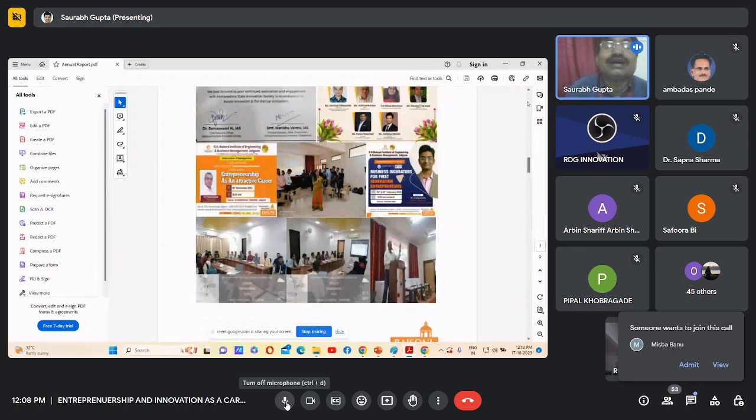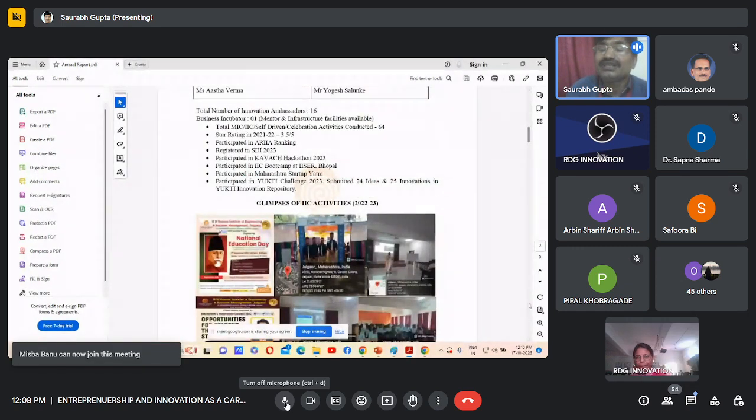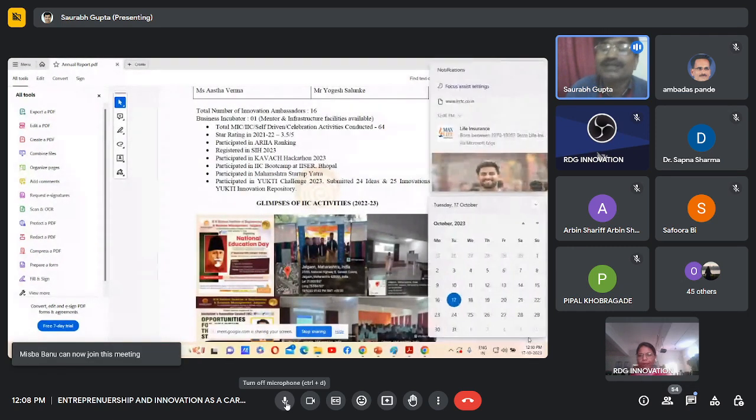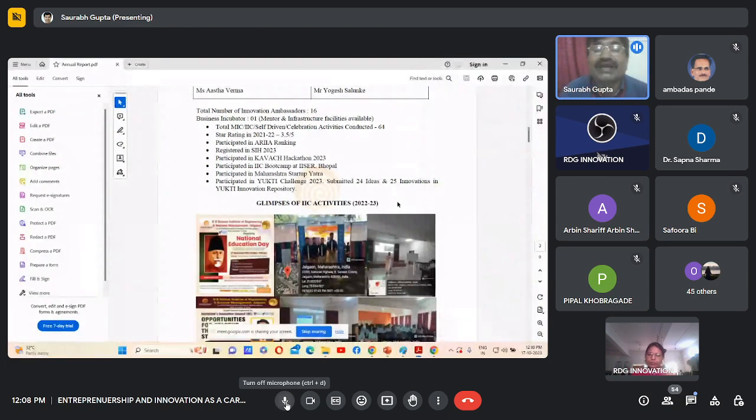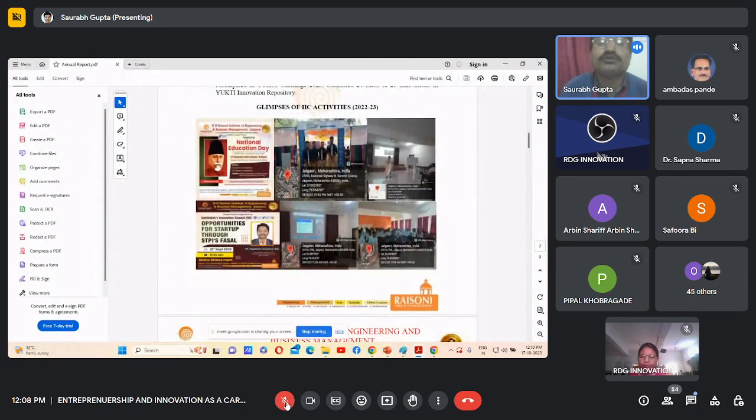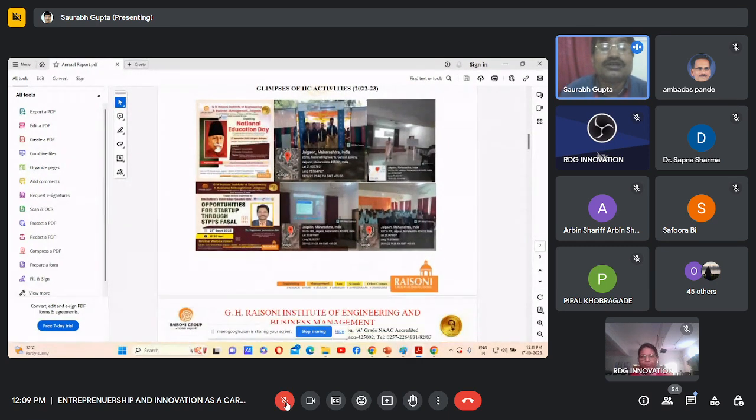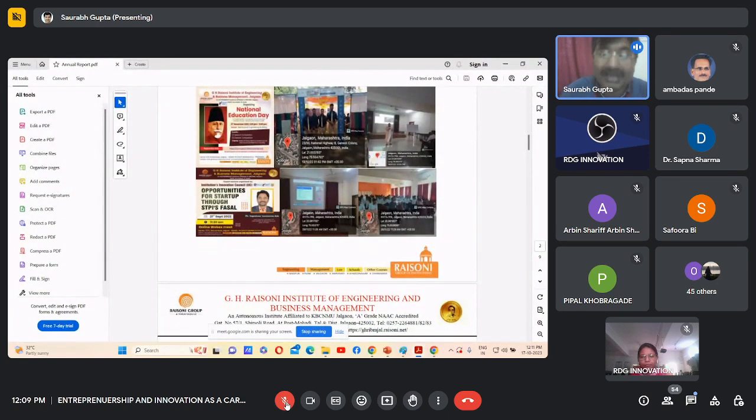So these are the various activities we have done in our institute. You can take guidelines from these activities on what type of activity you have to do at your institute to make your star rating better. So you should invite various persons from the ministries also. For this, we have invited one person from the Ministry of Commerce.